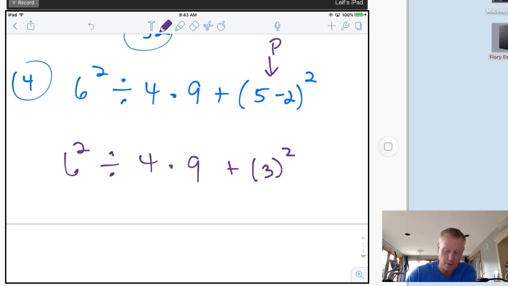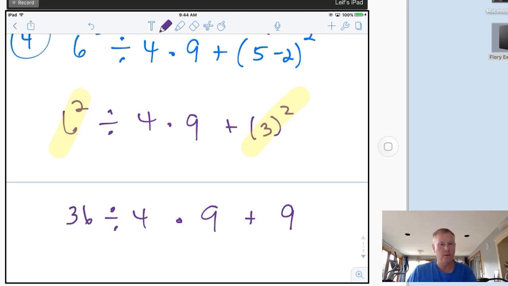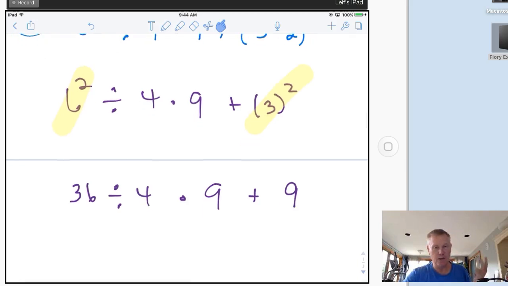Next, I do exponents. I've got 2 sets of exponents, those 2 right there. So 6 squared is 36. 3 squared is 3 times 3 is 9. I'm going to keep everything else as it is. Okay. All right, so I did P, I did the E. Now I'm doing M and D, multiplication and division, left to right. So we don't do multiplication before division. I want to go left to right. So that's actually the first one, even though D comes first in that. We go left to right, multiplication and division together.